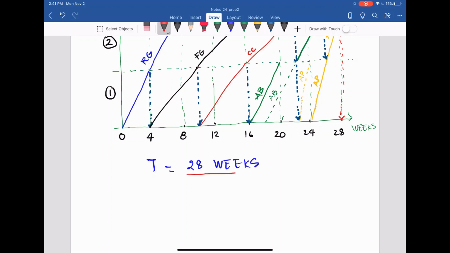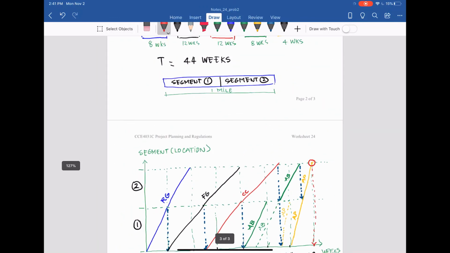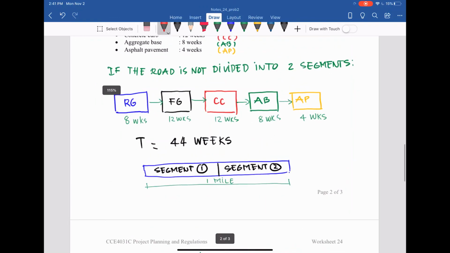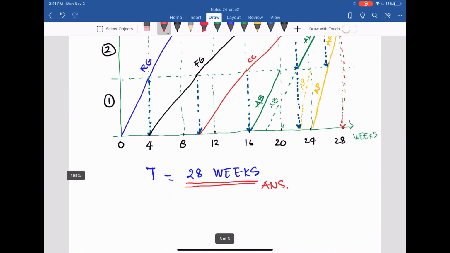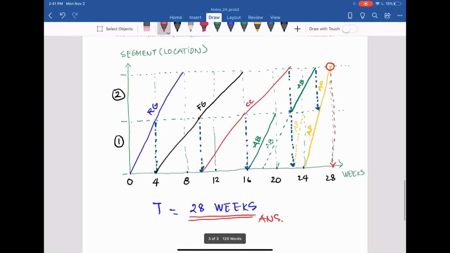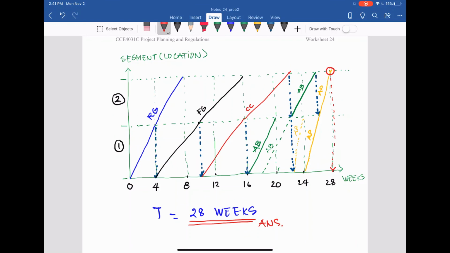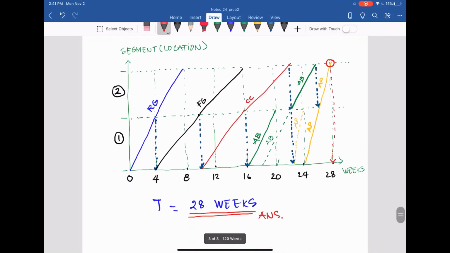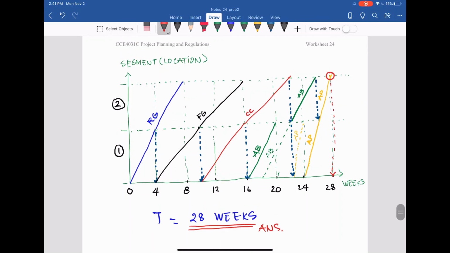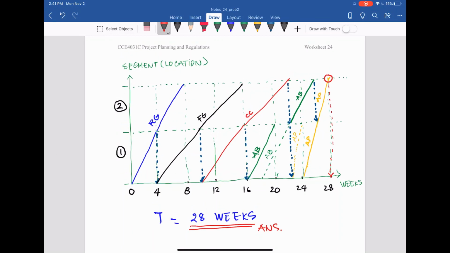Compared to the original schedule, you have 44 weeks. And you can see with good planning and using this method, we are able to save this project from 44 to 28, which is 16 weeks. Marvelous. We just divide the project into segments in this case. So with good planning, you can see it saves project time.